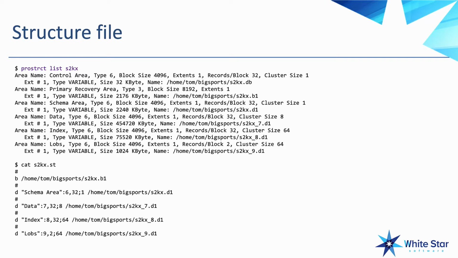You can get the current structure file with a prostruct list. So the command is prostruct list, then the database name. That will output directly to the screen, as well as create a new file called dbname.st, which has the record of how your structure is laid out in it. This is very important, particularly if you're doing certain operations like a restore, or maybe you're changing the location of some of the extents, so you might want to do a prostruct repair to have that structure available.